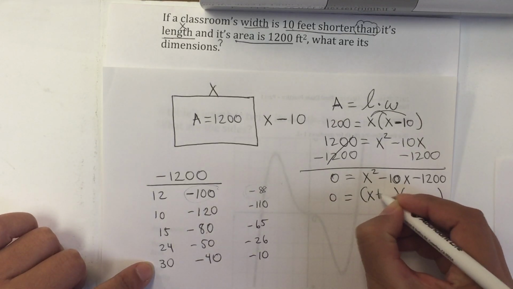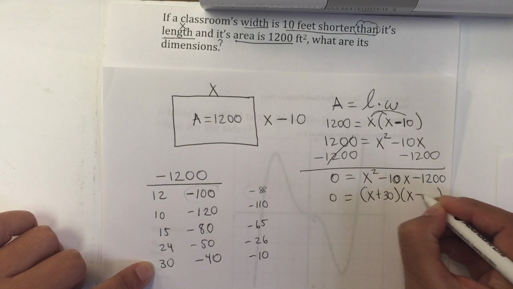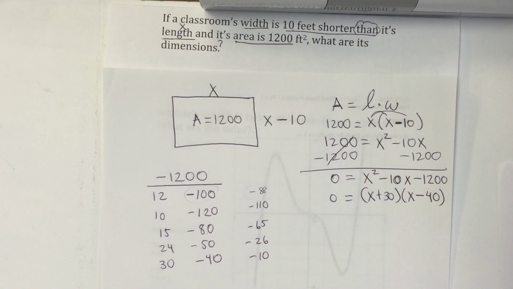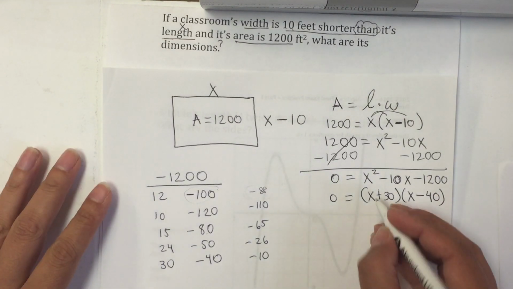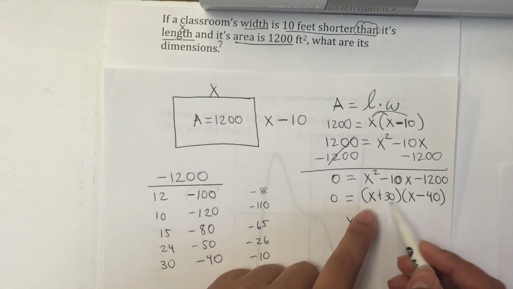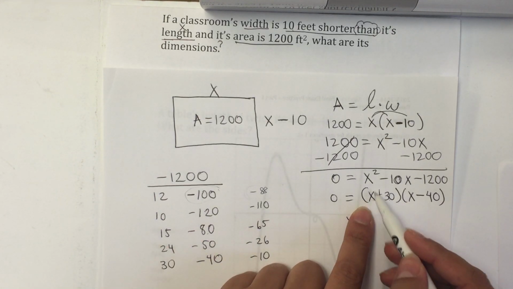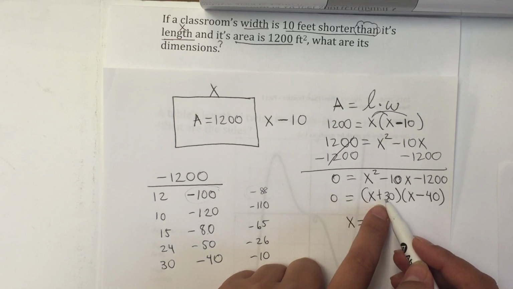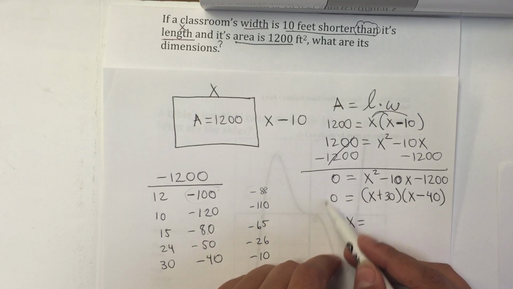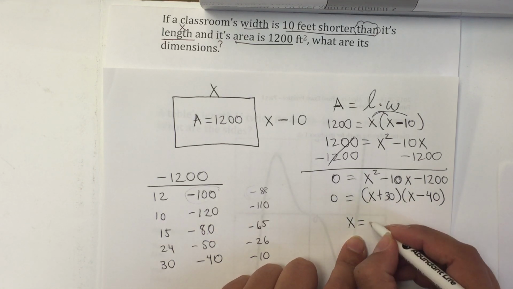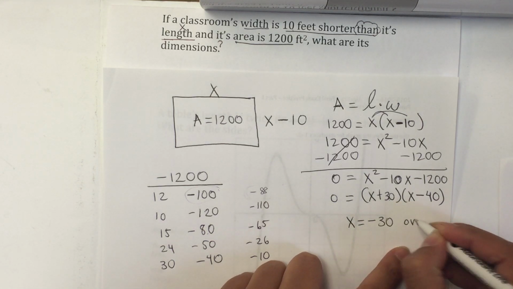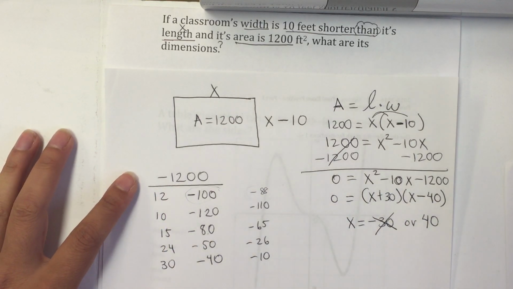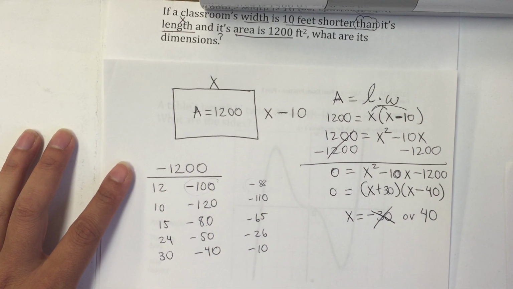So x plus 30, x minus 40. And so remember, the value of x is the opposite because once we have the opposite, they cancel and that makes it a 0, which makes the multiplication equal to 0. So the opposite will be negative 30. The opposite will be positive 40. We know that we don't have negative distances.